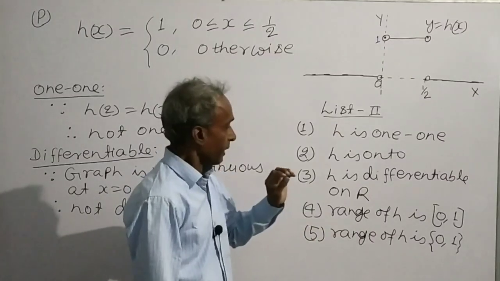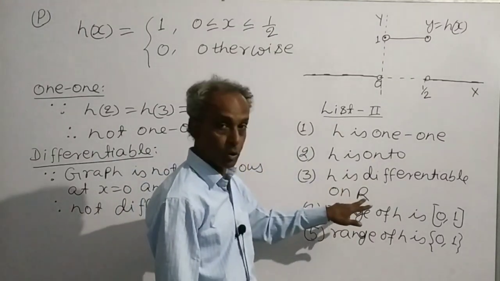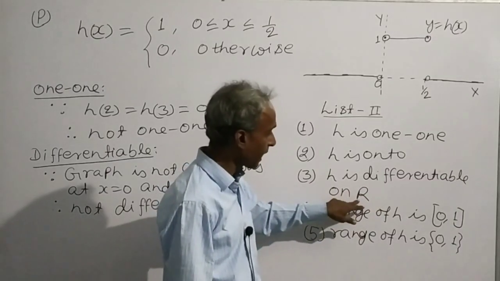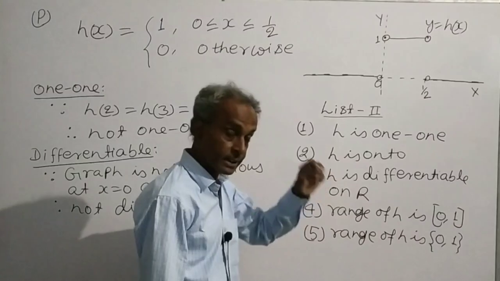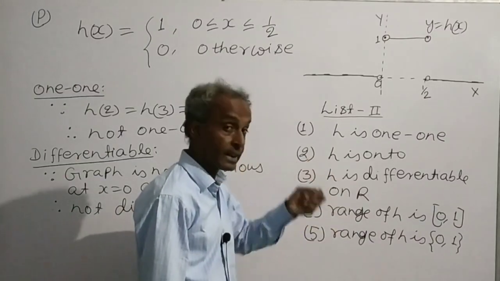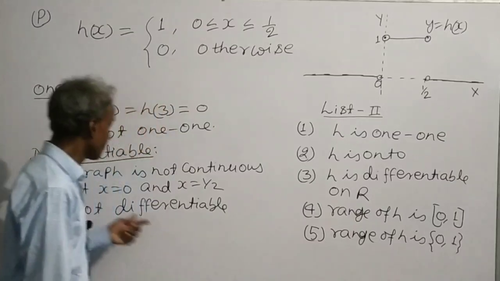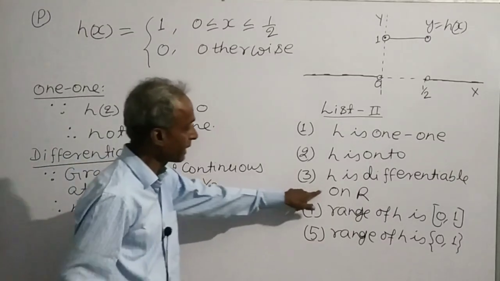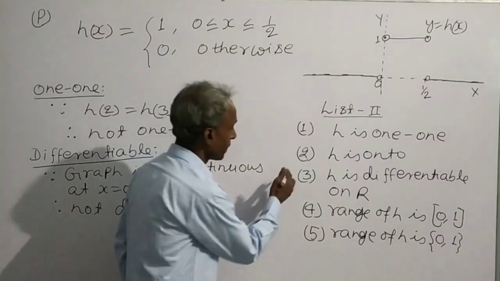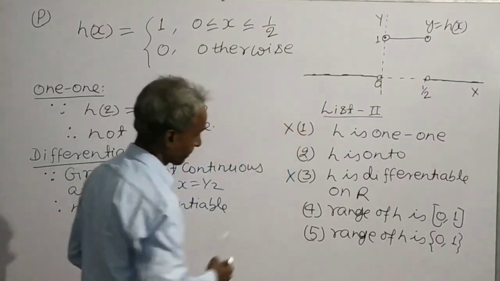And a function is not differentiable in the real line R if it is discontinuous at any point. Therefore, this function is not differentiable in R. Not differentiable in R, not one-one.